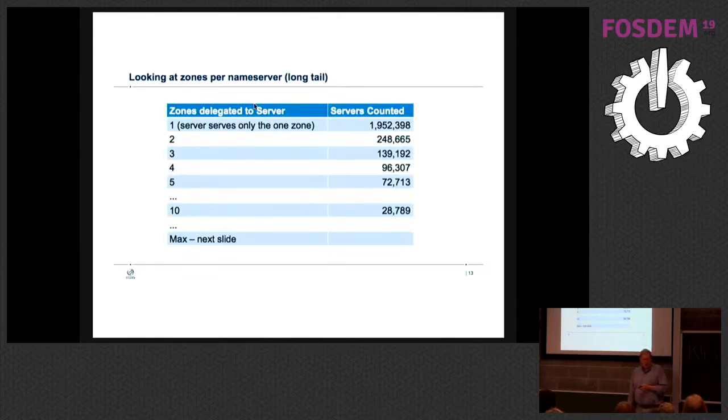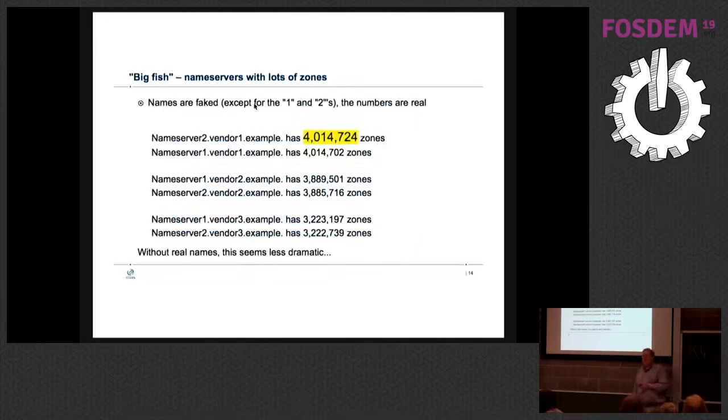Zones per name server. Almost 2 million name servers out there of the 3.2 million only do one zone. Now, that could be vanity naming, could be all different names for the same process, but that's the way it lines up with the NS records. I go down there, you see this is a long tail, and then Maxwell, the next slide was kind of interesting. There is a name server out there that has over 4 million zones on it.